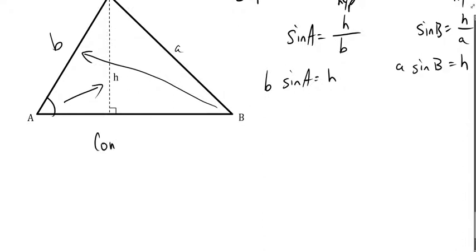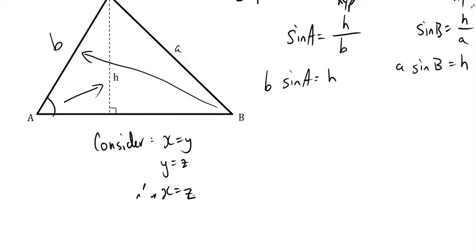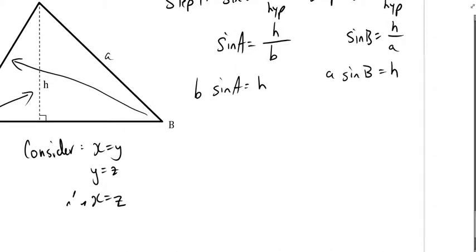Sidebar, think about this. If x equals y and y equals z, what can I conclude? Good. Does that make sense? If two different things equal the same thing, they have to also be the same. If I'm the same height as you and you're the same height as him, then we have to be the same height. Doesn't that make sense? Both of these things equal h. Therefore, they must equal each other.